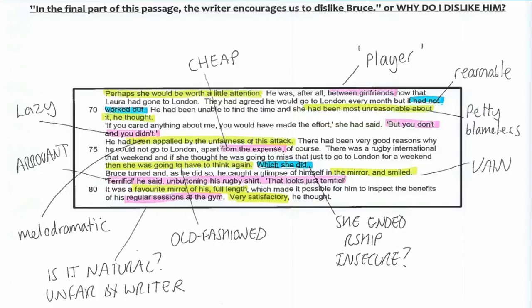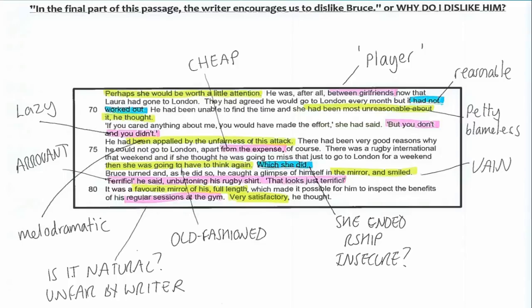If we look from the top, he was, after all, between girlfriends. So straight away, I would say he seems a bit unappealing because we get the impression that maybe he's a serial dater or a player. They had agreed to go to London every month, but it had not worked out. Even though we're encouraged to dislike him, we can look at other sides of the argument too. I would say that seems fairly reasonable at this stage. It's just not worked out. So at this stage of the extract, we're not really disliking him. Relationships don't work out, so that's a human thing.